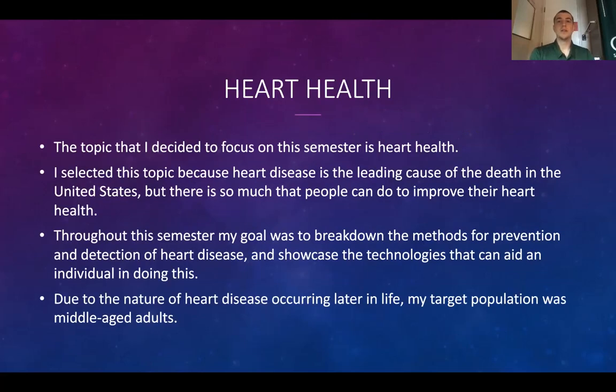So as I stated, my topic is heart health. I selected this topic because heart disease is the leading cause of death in the United States, but I feel like there is much that can be done to improve and prevent heart disease. I feel that the biggest issues are knowledge and access to improving heart health. Throughout this semester, my goal was to give people an understanding of these technologies and give a highlight to what I feel is some of the most successful in this field. Due to the nature of heart disease occurring later in life, my target population was middle-aged and older adults.